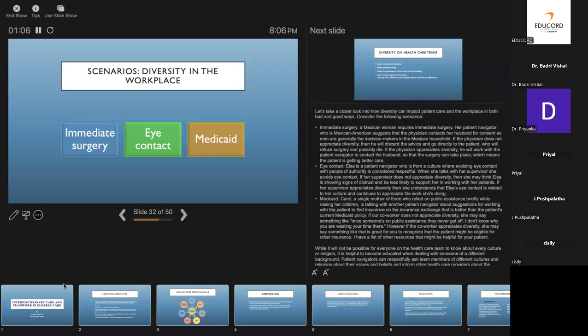So if the physician appreciates the diversity, he will work with the patient navigator to connect with the husband so that the surgery can take place within a stipulated time, with the means of the patient getting better care. So we need to be working for that immediate surgery. We need to be making sure that we always cater to the specialty or the requirements of the patient.